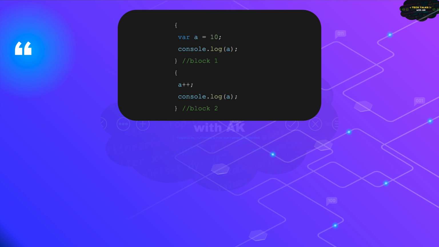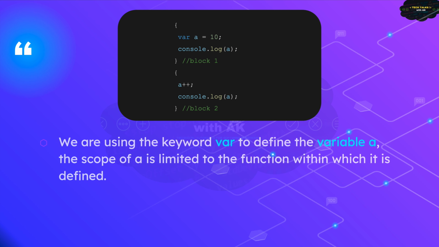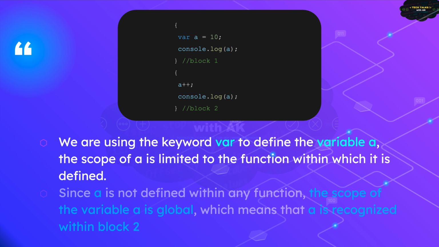We have one example in which we have two blocks, block 1 and block 2. We have var a is equal to 10 and console log a in block 1, and a plus plus and console log a in block 2. We are using the var keyword to define variable a, so the scope of a is limited to the function within which it is being defined. But there is no function defined in this piece of code, so the scope of a in this code will become global. Since a is not defined within any function here, the scope of variable a is global, which means a is recognized within block 2 as well.